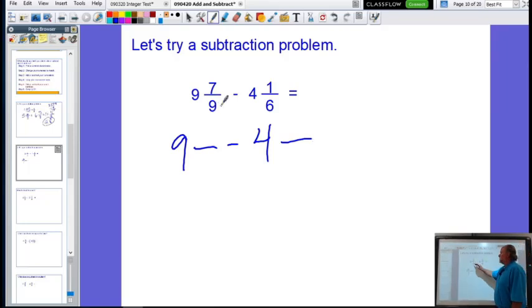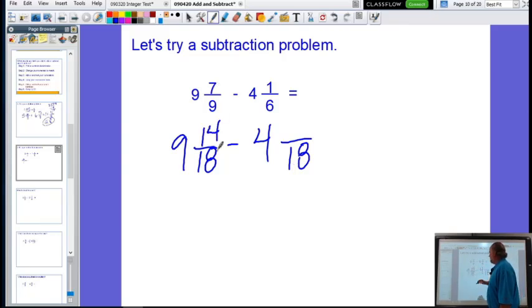No. So I do 9 times 2. Get 18. Could I turn that 6 into an 18 using multiplication? Yes, we can. So that becomes my common denominator. And then I ask, how did I go from 9 to 18? Times 2. So 7 times 2 gives me 14. How did I go from 6 to 18? Times 3. So 1 times 3 is 3. And now we subtract.